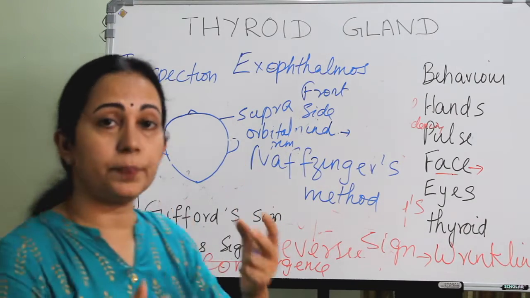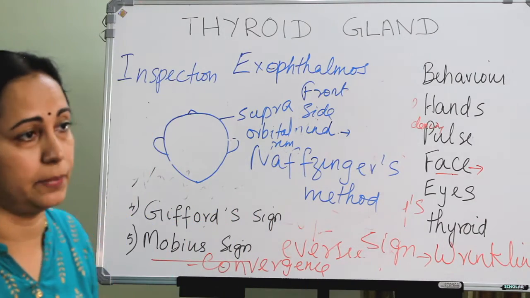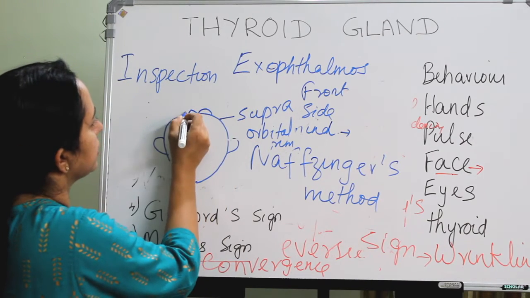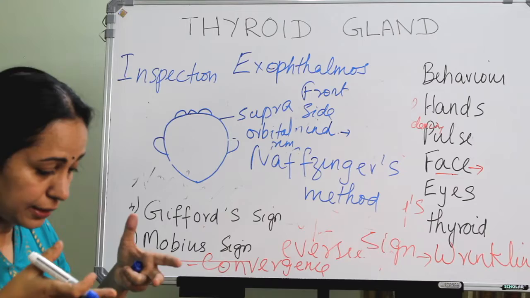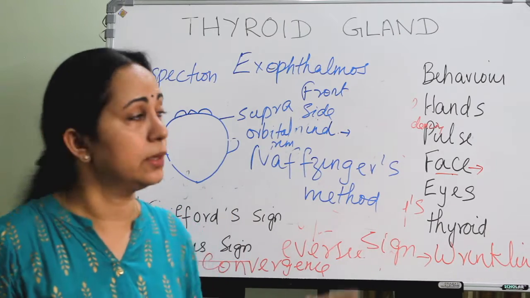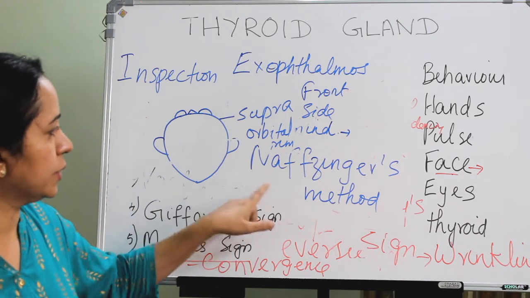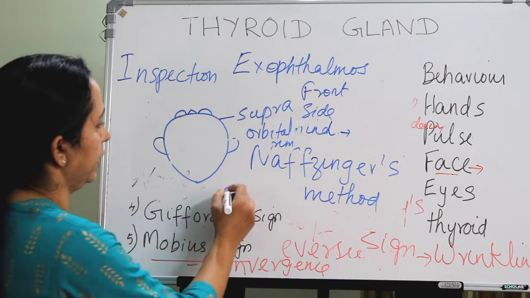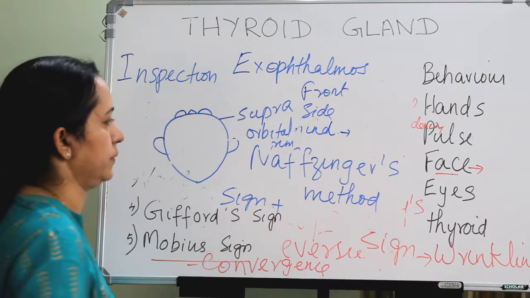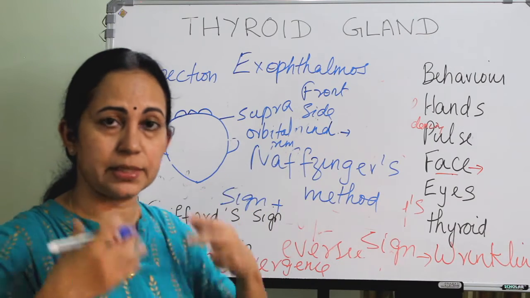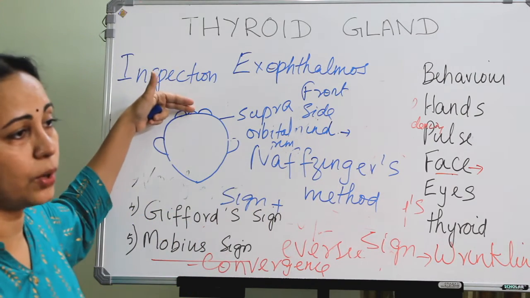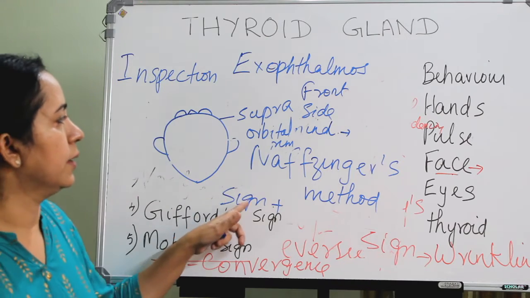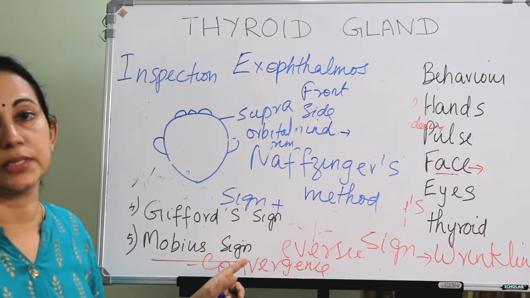The eyes will not project beyond the supraorbital rim. But if there is proptosis, you can see the eyes projecting like this, beyond the supraorbital rim. Then it is called a positive Naffziger's sign. Naffziger's method is examination from behind, and if you see the orbit projecting beyond the supraorbital margin or rim, it is exophthalmos with Naffziger's sign positive.